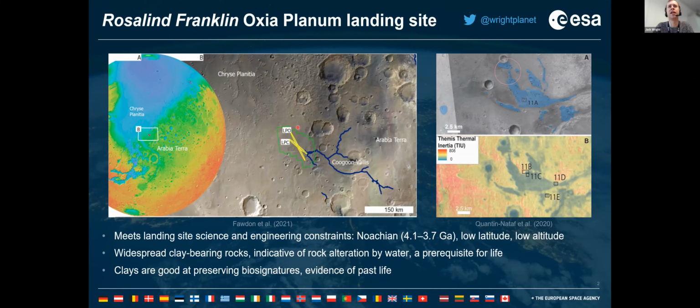And on the right, you can see more detail. The yellow shapes are the landing ellipses for the ExoMars rover, and you can see that they are set at the end of this drainage system that has been mapped called Coogoon Vallis, where liquid water flowed. And liquid water is a prerequisite for life as we know it. And not only that, but it produces minerals such as clay minerals, which have a high capability for preserving biosignatures. So at the end of this drainage system is a really good place for the rover to land to search for clues of ancient life on Mars. So that's the landing site.